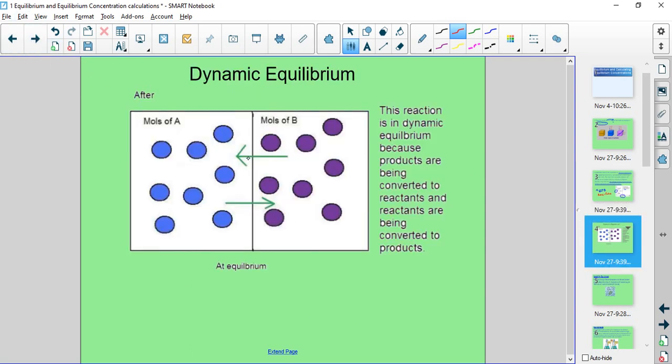So this is just again showing that although you may look at a reaction or at a substance at equilibrium and not see that anything's changing, in reality reactants are becoming products and products are becoming reactants, and there is a movement back and forth in a way that doesn't appear like anything is changing.